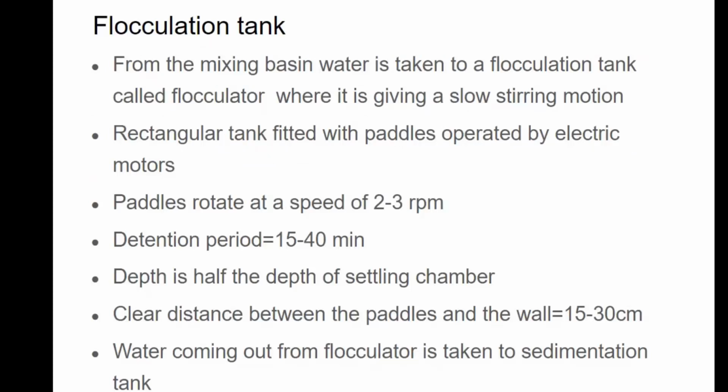The third one is the flocculation tank. From the mixing basin, water is taken to the flocculation tank, called the flocculator, where it is given a slow stirring motion. It is a rectangular tank fitted with paddles operated by electric motors. The paddles rotate at a speed of 2 to 3 RPM.